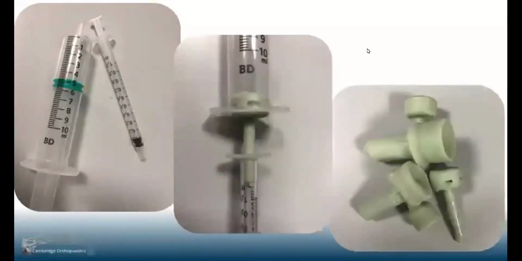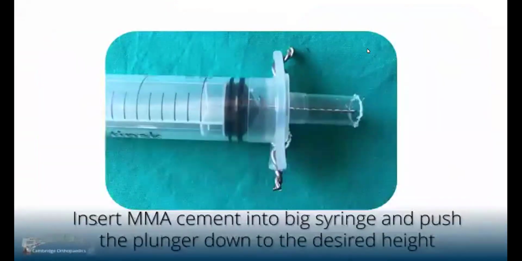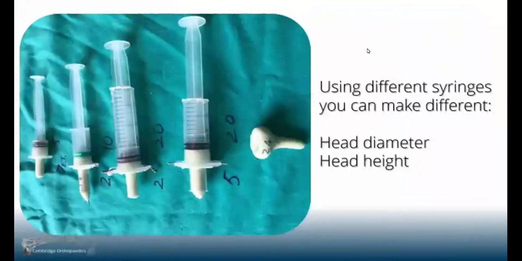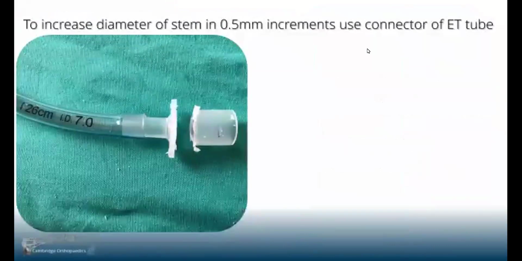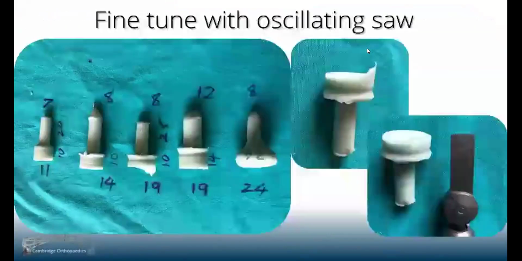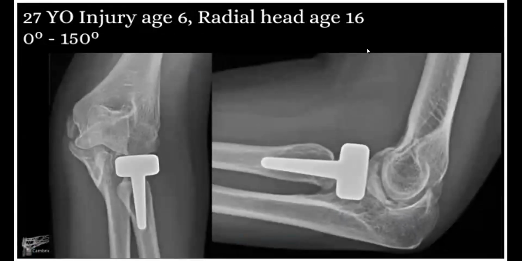If you need temporary stability or to keep the space, it is possible to make radial heads out of a syringe. Wiring 2 syringes together, you're able to make different stem diameters and different stem heights. You can fine-tune it with an ET tube. And we're now into the world of arthritis as the cause of pain and stiffness.